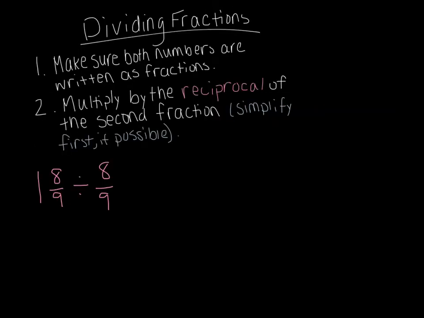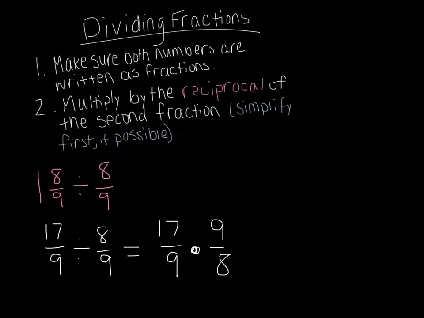Alright, let's try another one. We have 1 8/9 divided by 8/9. First, let's make sure both are written as fractions. So 1 8/9 is 17/9 divided by, our second number here is already written as a fraction, so we're all set. Alright, now we need to multiply by the reciprocal of the second fraction. So this is 17/9 times 9/8.